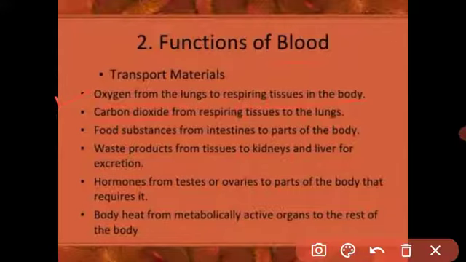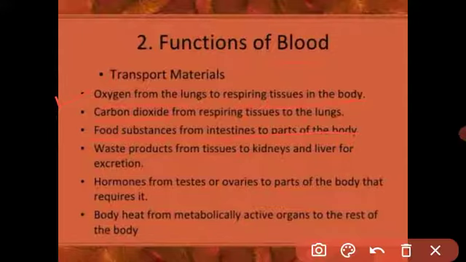Got it? Next function of the blood is to transport food substances from the intestine to all parts. So you know that we need the energy. We are not getting the energy directly from the food. In the small intestines, the complex food is converted into the simple form, and these nutrients are absorbed by the blood, and the blood transports the nutrients to each and every part of the body. Because why? Each and every part of the body requires the energy for functioning.